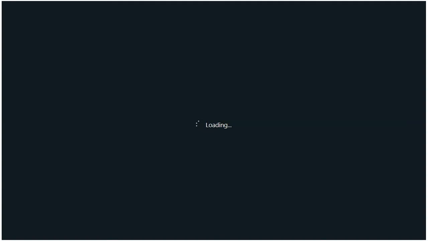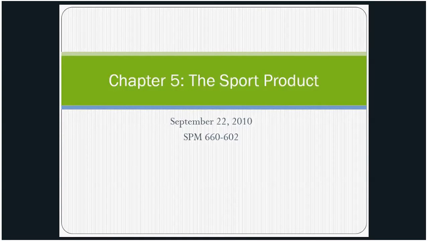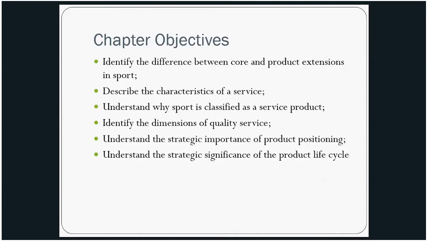Today we're going to review Chapter 5, the sport product. Sport can be looked at a couple of different ways. One, we're going to apply a traditional product, a good or service theory, to it, because sport, the marketing of sport, we'll look at in terms of a product. We're going to apply different good theories to it as well as a service theory.